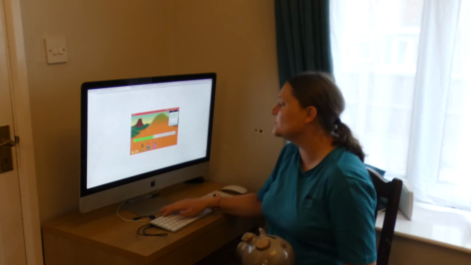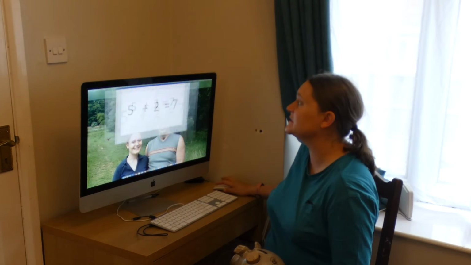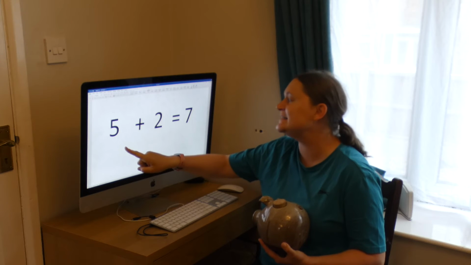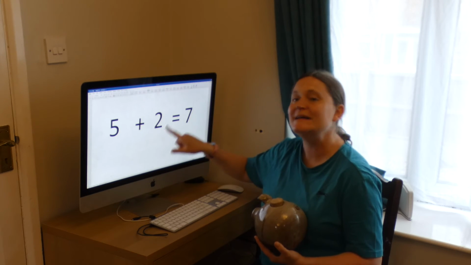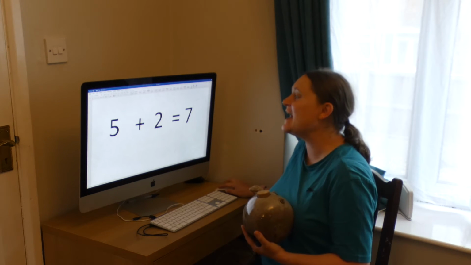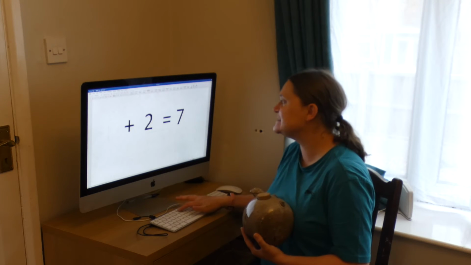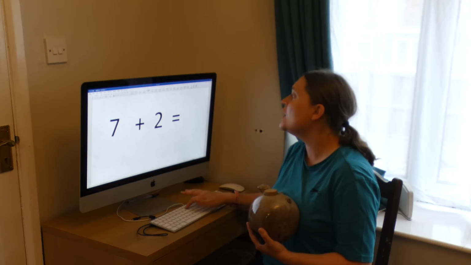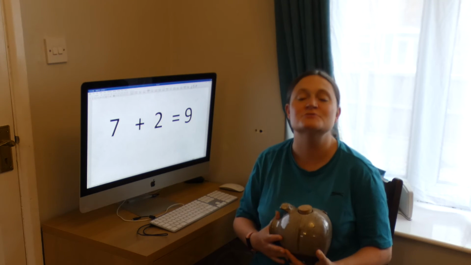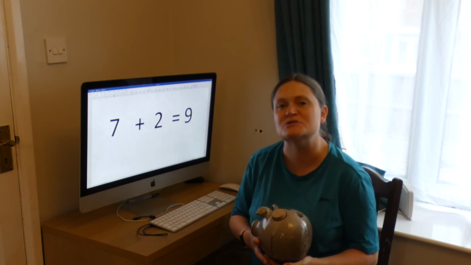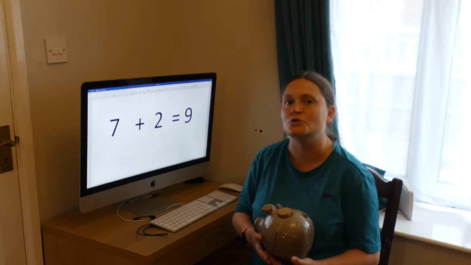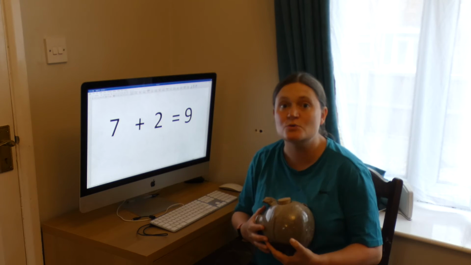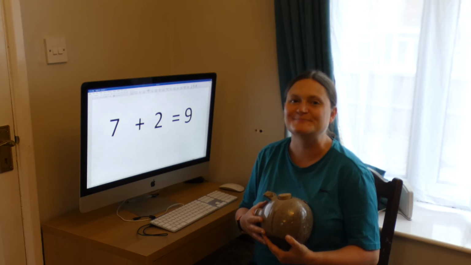I also want you to write down what you've been doing today. So do you remember right back at the beginning I started with my 5 pennies, add 2 equals 7, and then I showed you here 7, add 2 more pennies, do you remember, was 9. So this morning I'd like you to practice counting on using pennies and writing down what you've been doing. Don't forget your add symbol and your equals symbol as well.